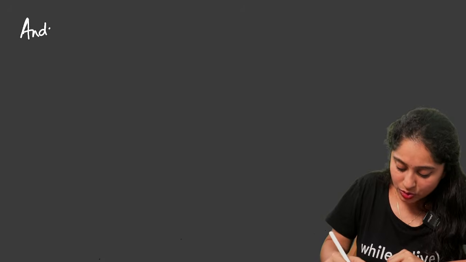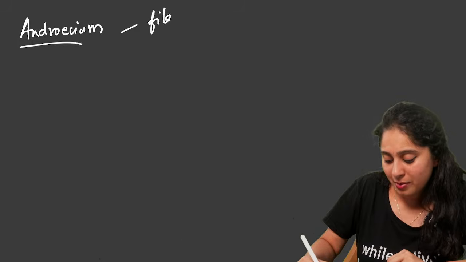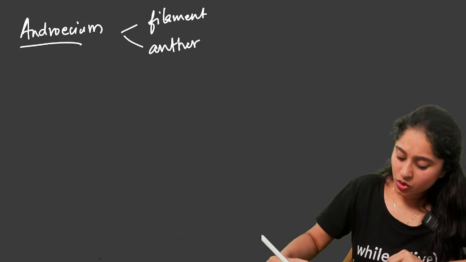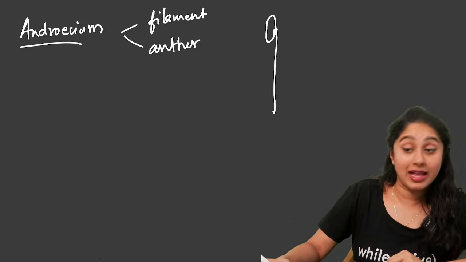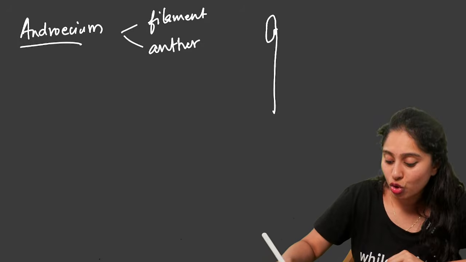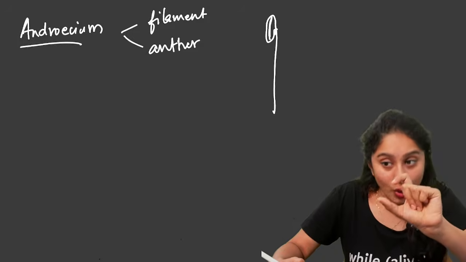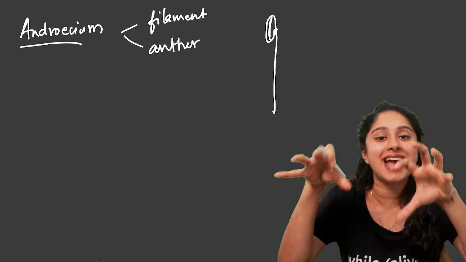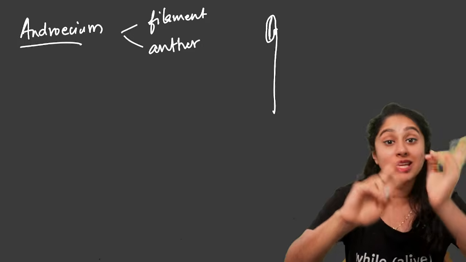Now, when you look into the details of the androecium, what we have in the androecium is the filament and anther. So this is the filament and the structure on top is the anther. Now the anther has two lobes, so that's why we call it bilobed. If you look inside these lobes, we have two sacs each, so they are dithecous, meaning there are two sacs in each lobe.